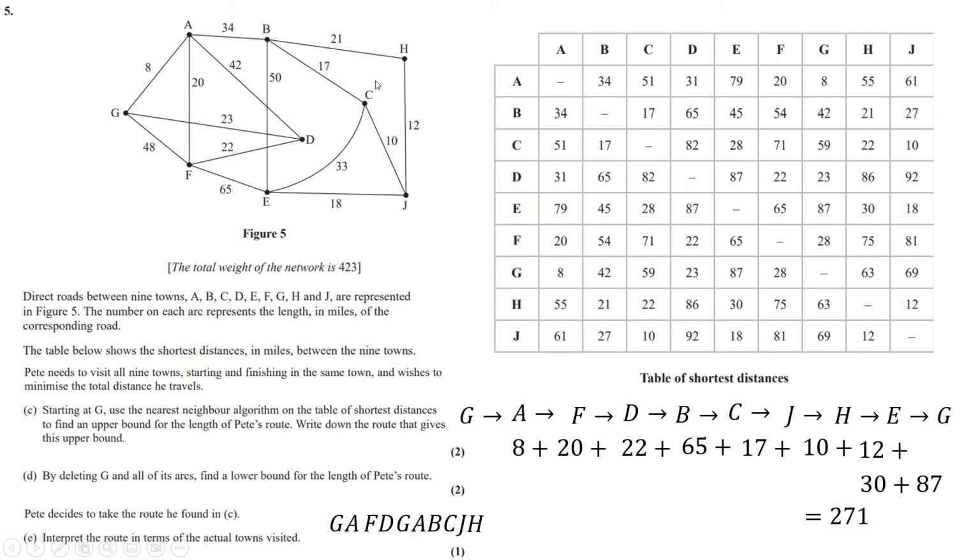H to E is clearly not just something we can do, I don't think. So we have to find, how do we get from H to E into 30? Pretty obvious. It's just this, then this. So that's go back to J, then to E. And now from E to G.